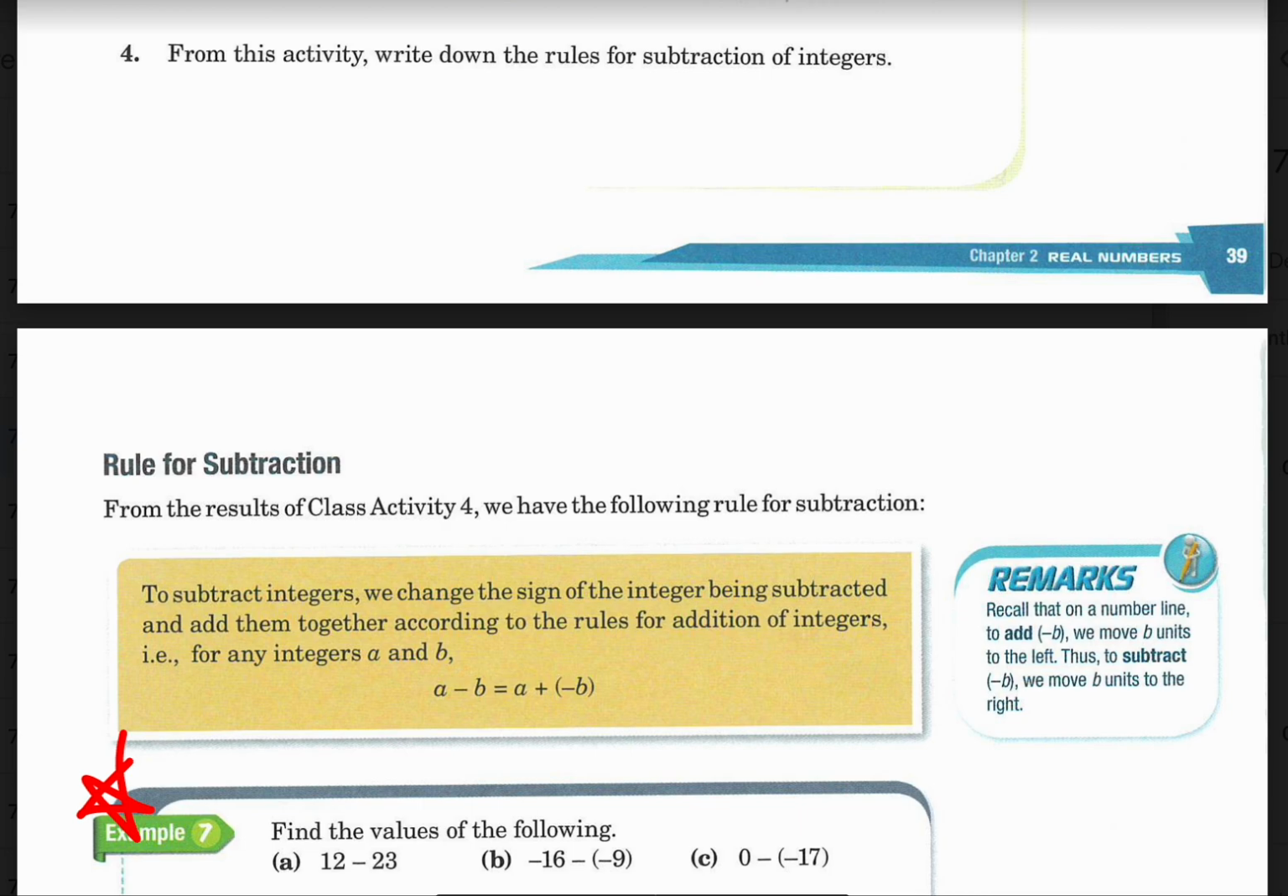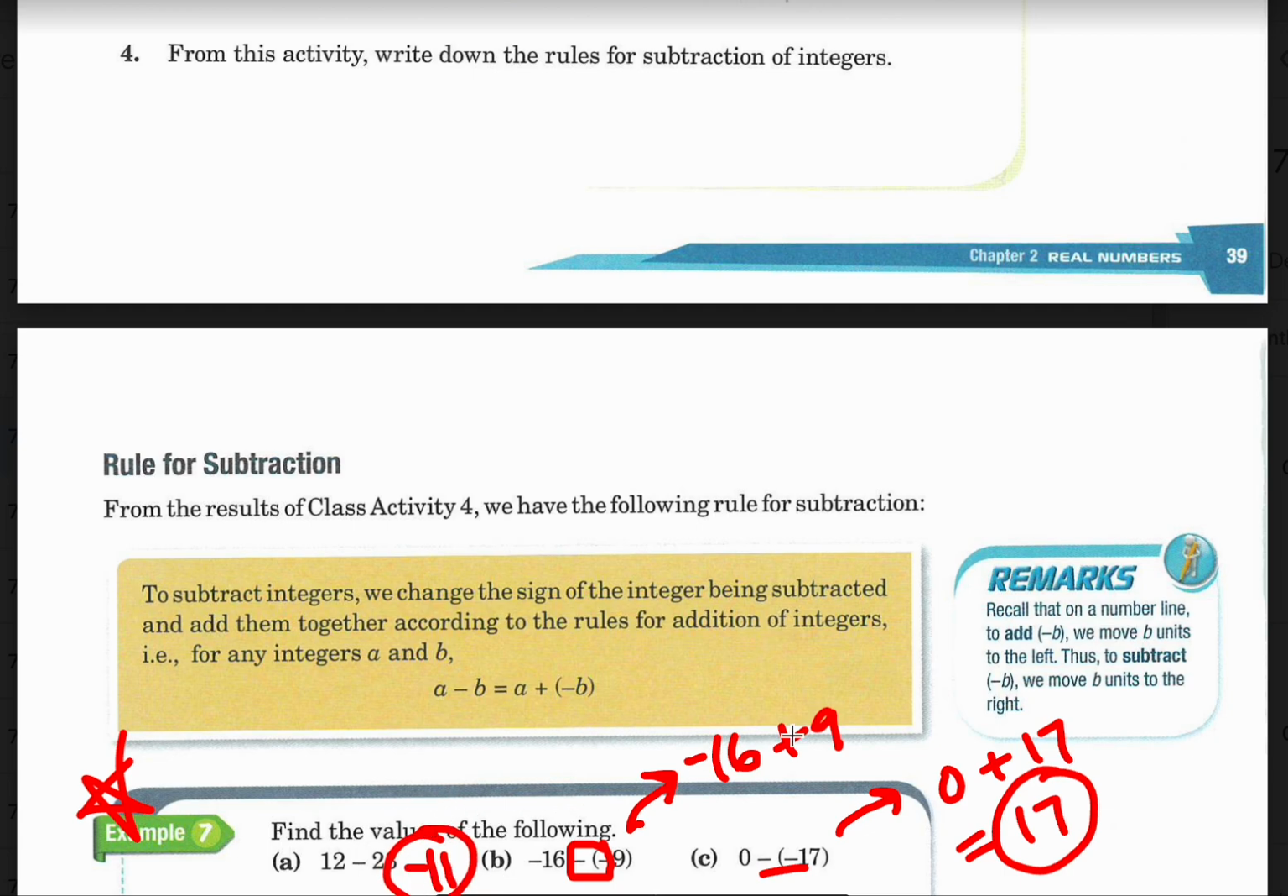Okay, so for 12 minus 23, you should have gotten negative 11. Remember, you got to show your work. For B, negative 16 minus negative 9, you changed it to negative 16 plus 9 because those two negatives become a plus. We're going to do that together. And then for C, it becomes 0 plus 17, which is obviously 17, right? So let me show you negative 16 plus 9 together.